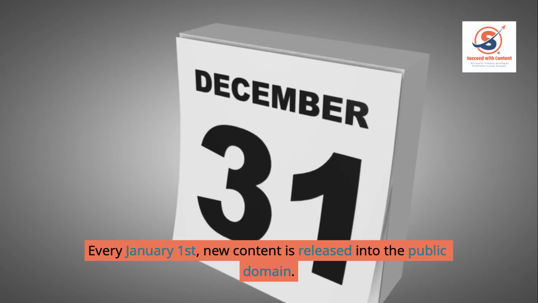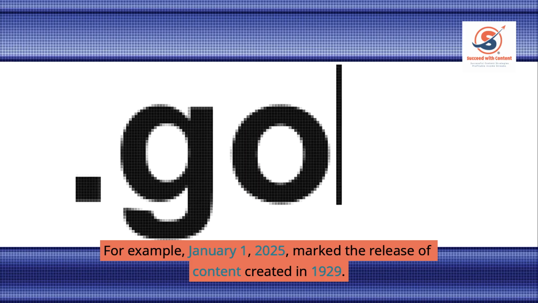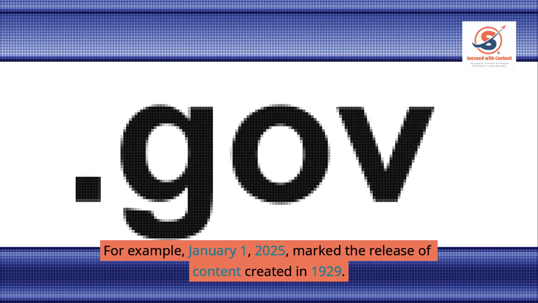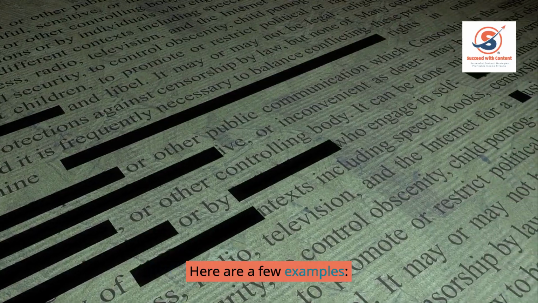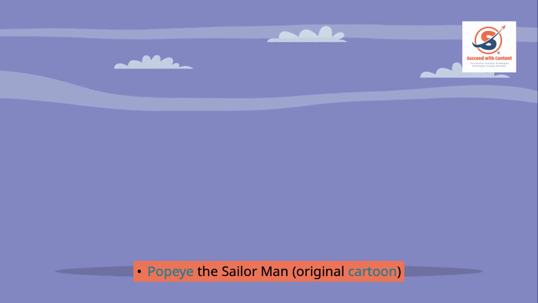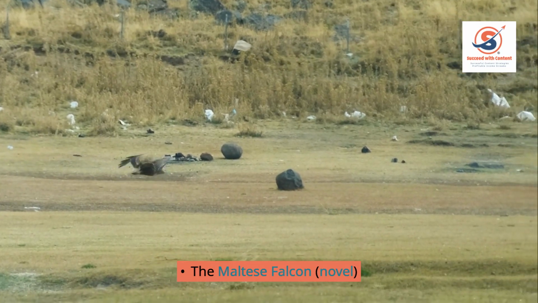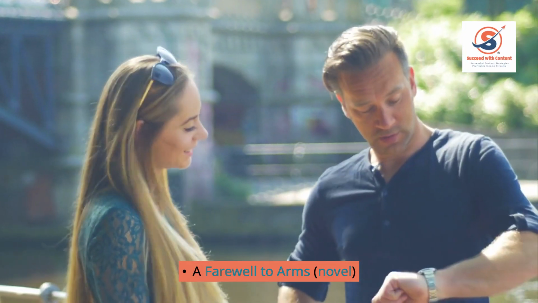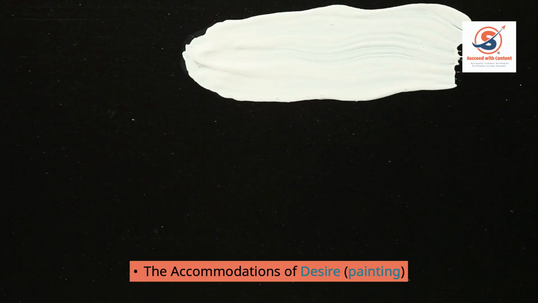Every January 1st, new content is released into the public domain. For example, January 1st, 2025, marked the release of content created in 1929. Here are a few examples. Hatsai Gisi Kwasai, Popeye the Sailor Man, original cartoon, The Maltese Falcon, novel, A Farewell to Arms, novel, Rhapsody in Blue, musical composition, The Accommodations of Desire, painting.